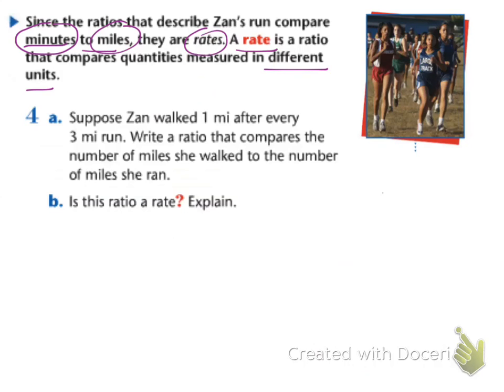You think back to the fish, you're comparing different colors, but you're really comparing the same thing. You're comparing fish to fish. So that's just a ratio. That would not be a rate. So a rate is when your quantities are different units.